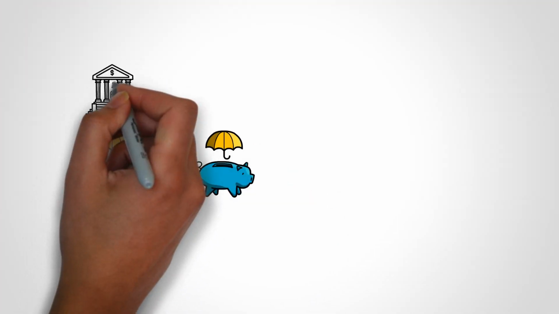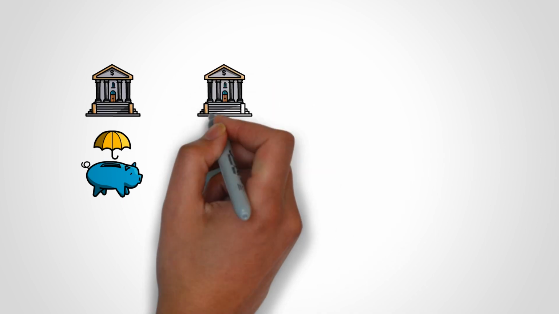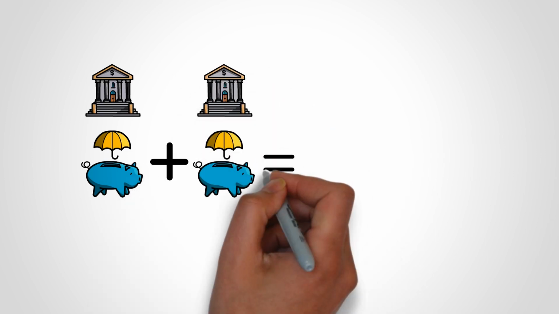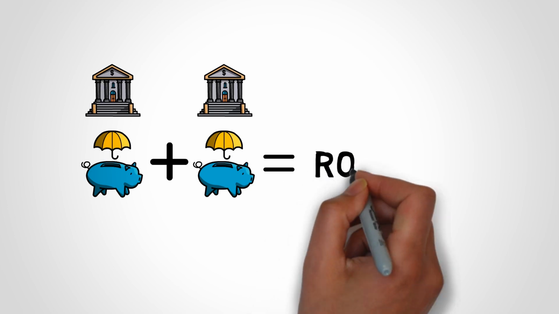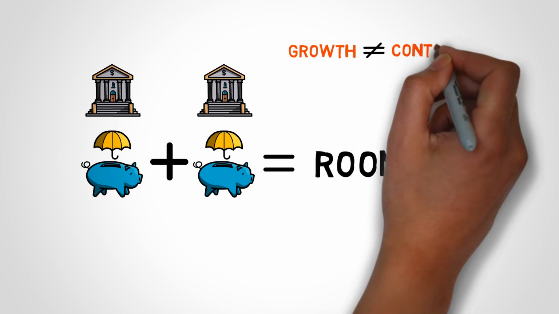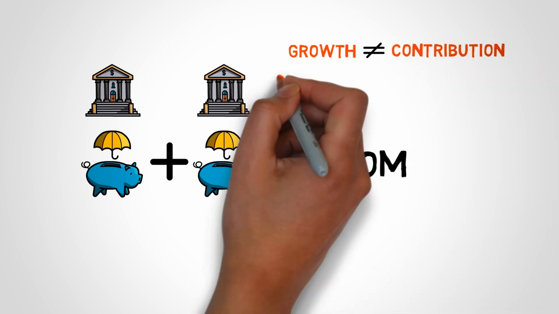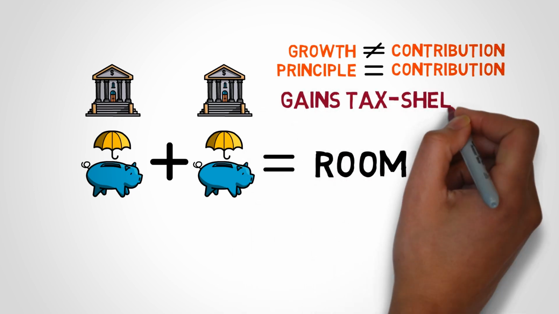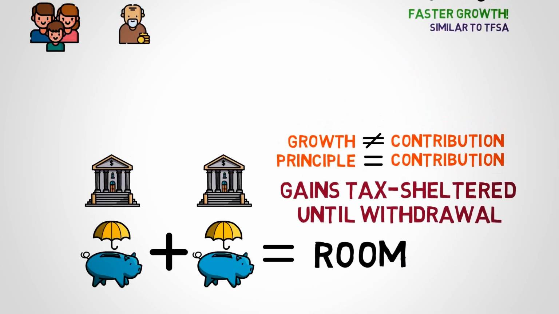Now, you could open multiple RRSP accounts with different financial institutions if you want. You can have one with TD, one with Wealthsimple, as long as the total amount that you contribute to all your RRSPs does not exceed your contribution limit. Any growth you earn inside your RRSP does not count as a contribution either. Only the principal money that you put into your RRSP counts. So if you max out your RRSP and then you make another $5,000 in profits on the investments, those gains are tax sheltered unless you take it out from your accounts.